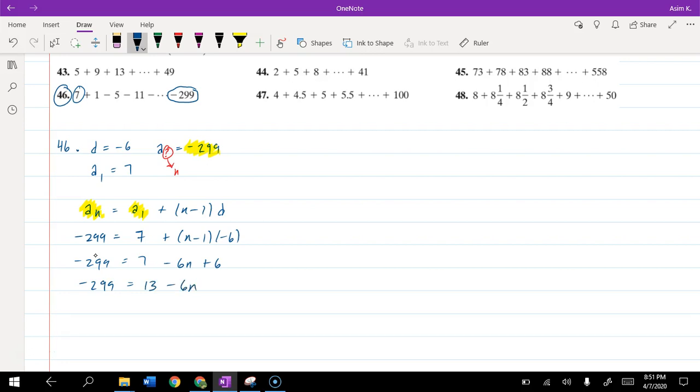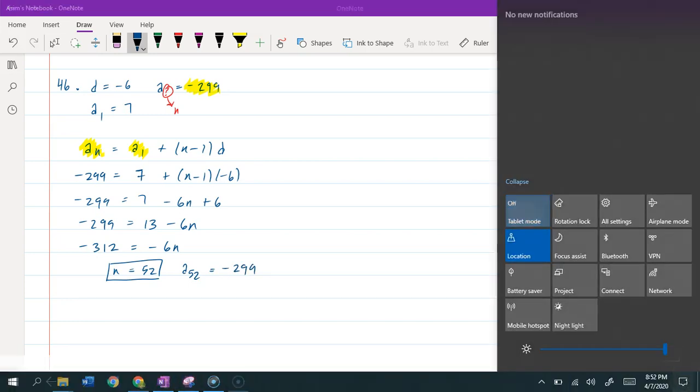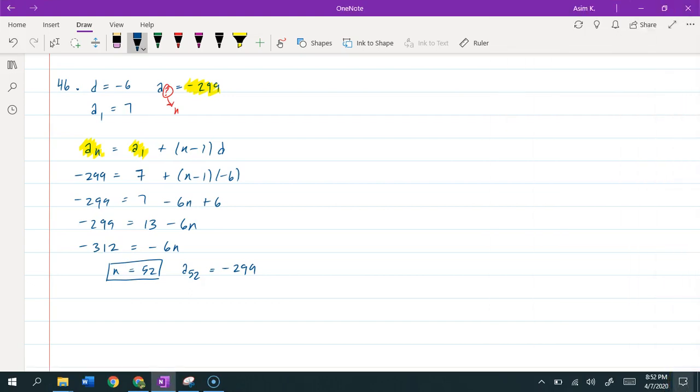Now, subtract 13 on both sides, and you end up with negative 312 is equal to negative 6n. And there you go. Now you can actually divide by negative 6, and I believe the answer should be 52. So you know that this is the 52nd term. Negative 299 was the 52nd term. Now imagine having to count back that whole way, right? So refrain from it, as I've told you several times now, all right?